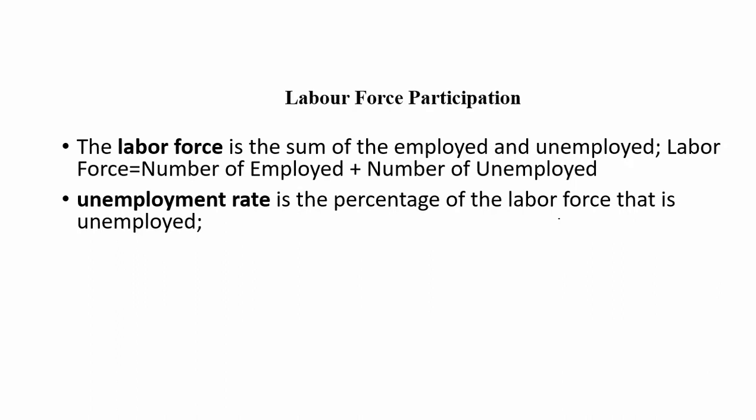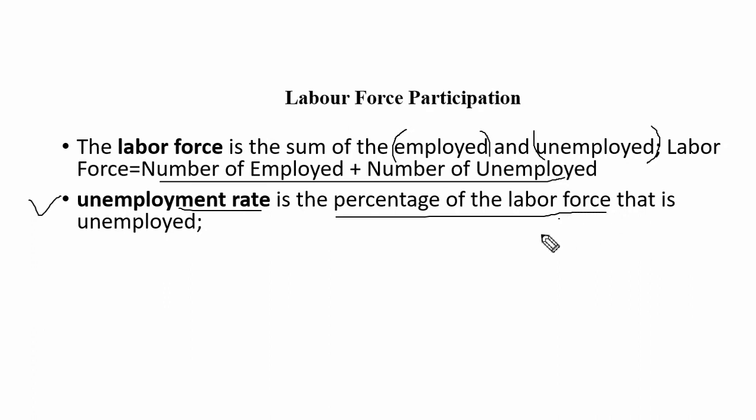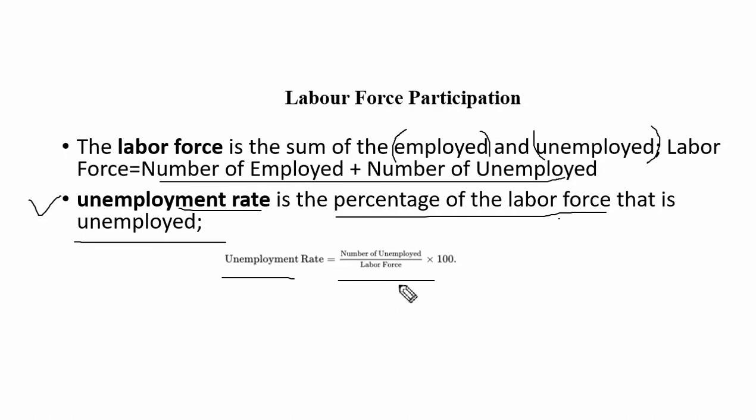Before going into labor force participation rate, let's first understand what labor force is. We know that labor force is the sum of the employed and the unemployed. So they build the labor force, and this summation is equal to the labor force. And again, we need to know what the unemployment rate is. The unemployment rate is the percentage of the labor force that is unemployed, and it is given by the equation: unemployment rate equals number of unemployed divided by labor force, into 100.